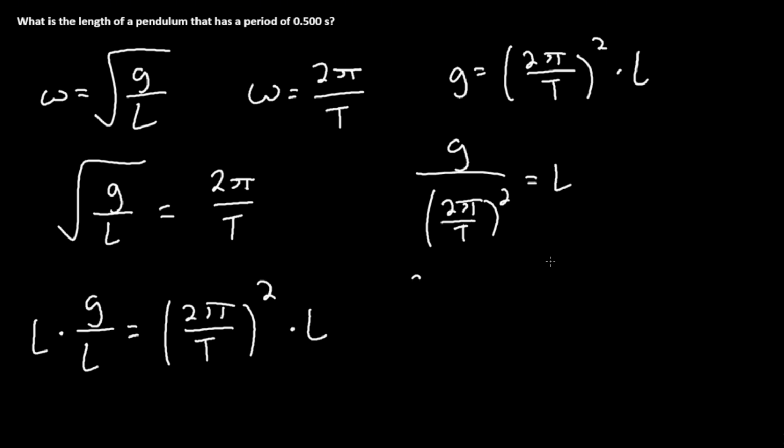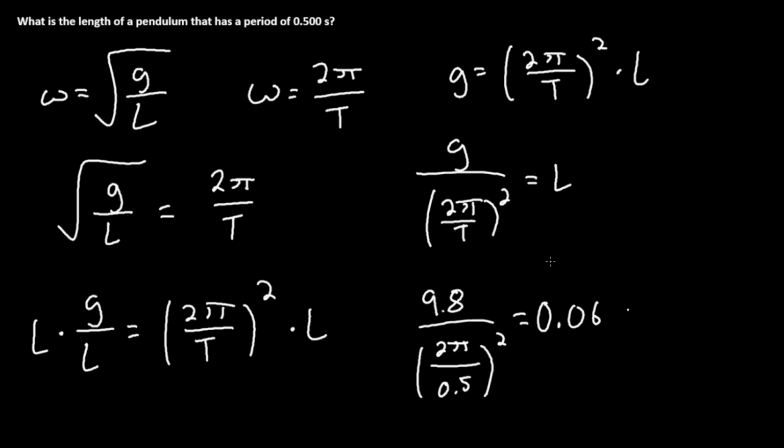So you just need to plug in the numbers. G is 9.8, which is our gravity of Earth. 2 pi divided by your period, which is 0.5 seconds. And you square this. Just evaluate this in a calculator, and you should get 0.06621 meters. But if you want this in centimeters, it's just 6.621 centimeters.